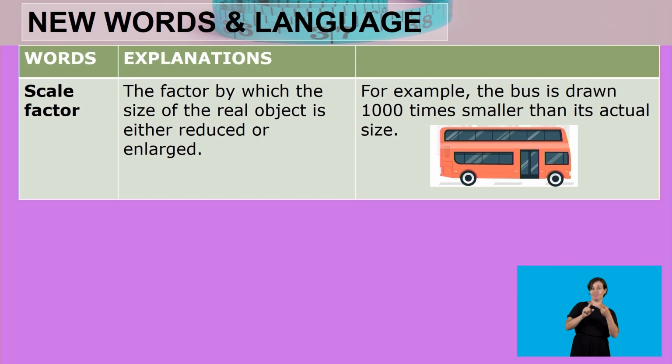Then we go to the scale factor, the factor by which the size of the real object is either reduced or enlarged. For an example, the bus is drawn 100 times smaller than its actual size. Obviously, we know that we cannot draw a bus with its actual size on a piece of paper, so we have to reduce this. So that is the scale factor.